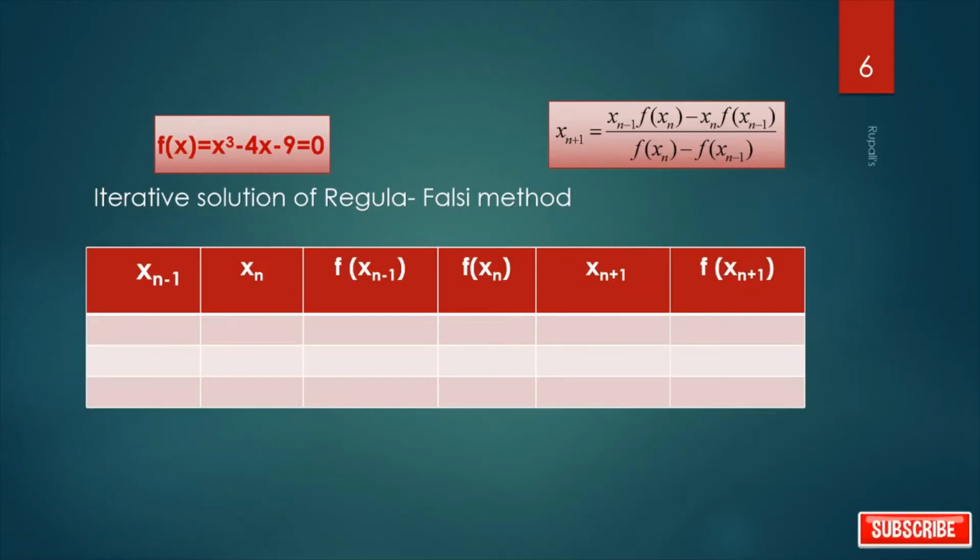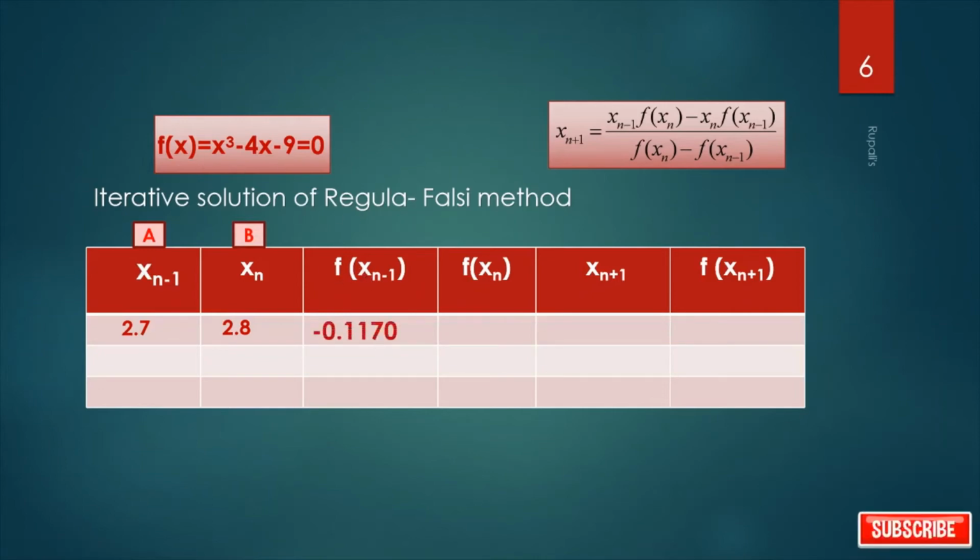So, what is xn minus 1? We already calculated, it is 2.7. I store it in the variable of calculator memory. It is a. And then what is xn? It is 2.8. I store it in the variable b. So what is f(xn minus 1)? What is xn minus 1? It is 2.7. So f(2.7). So I get this value.